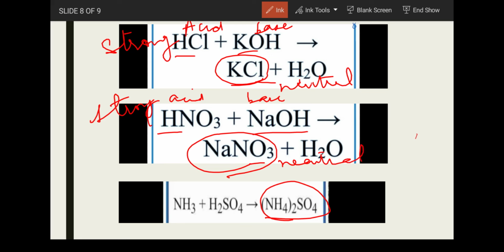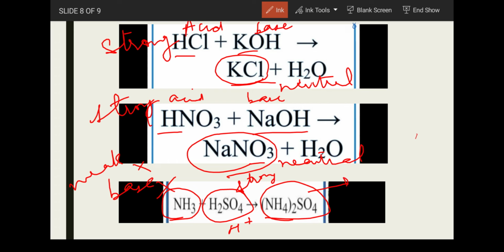Okay, but here in this case this acid is strong but the base is not strong. Here it is the base, it is not strong, it is a weak base, so the production of H ions will be more, so the salt formed will be acidic in nature.